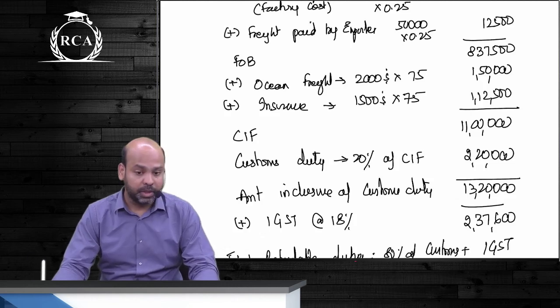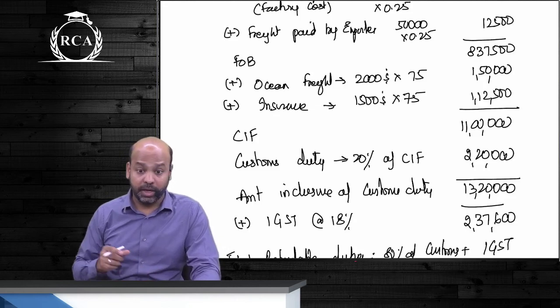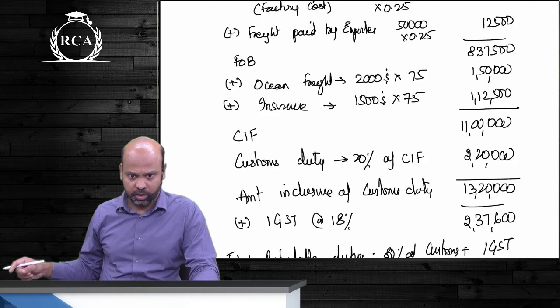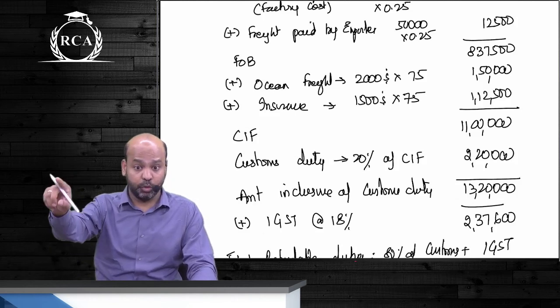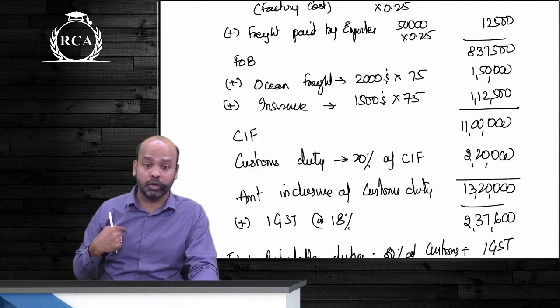Points that you will remember in this question: cost of containers not to be included in FOB, but net cost to be included in our cost. And then freight paid by exporter to be included in FOB, but not to be included in our cost.